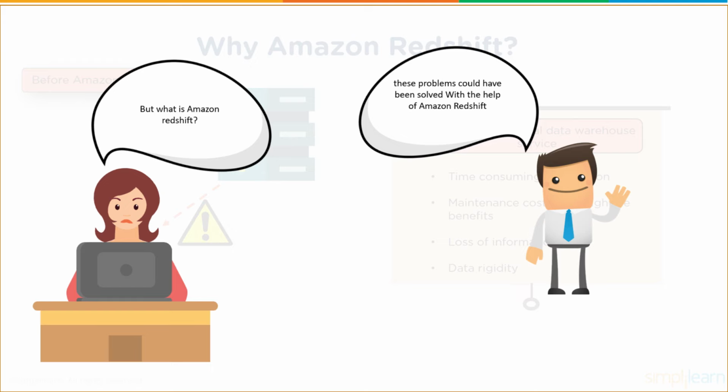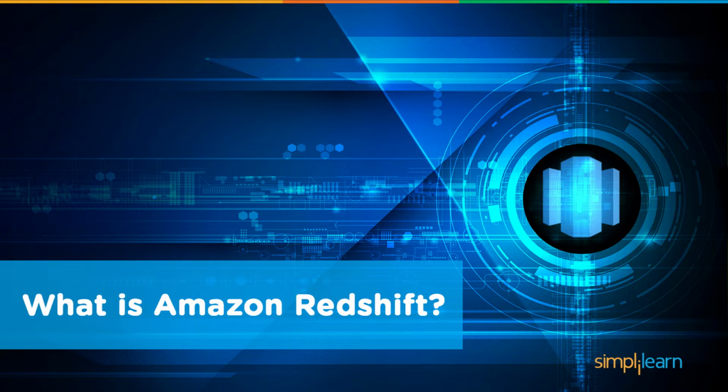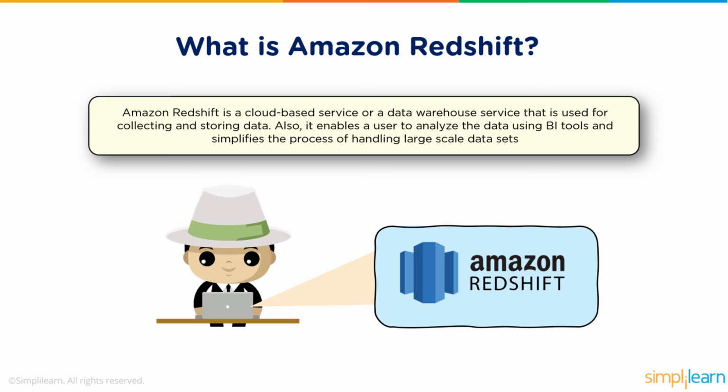What is Amazon Redshift actually? It is one of the services over AWS, Amazon Web Services, which is called a data warehouse service. Amazon Redshift is a cloud-based data warehouse service that is primarily used for collecting and storing large chunks of data. It also helps you extract and analyze the data using BI tools. Business intelligence tools you can use to get the data from Redshift and process it, and hence it simplifies the handling of large-scale data sets. This is the symbol for Amazon Redshift on AWS.